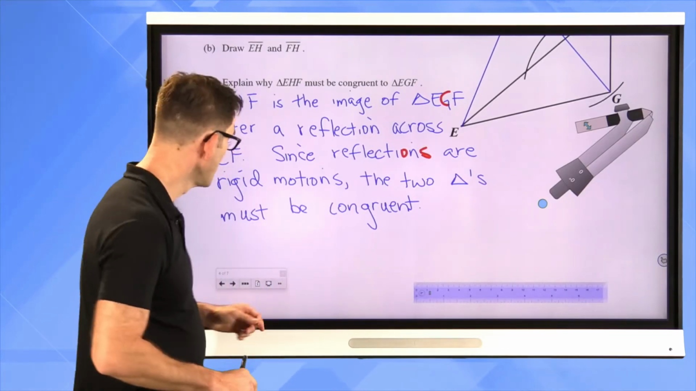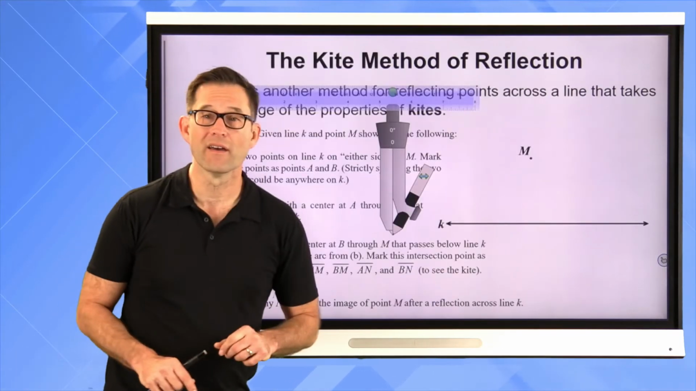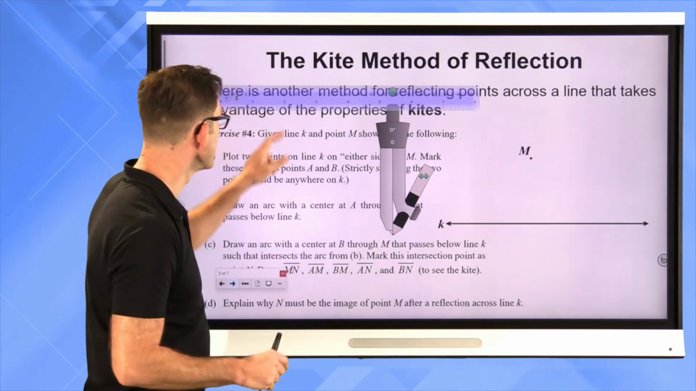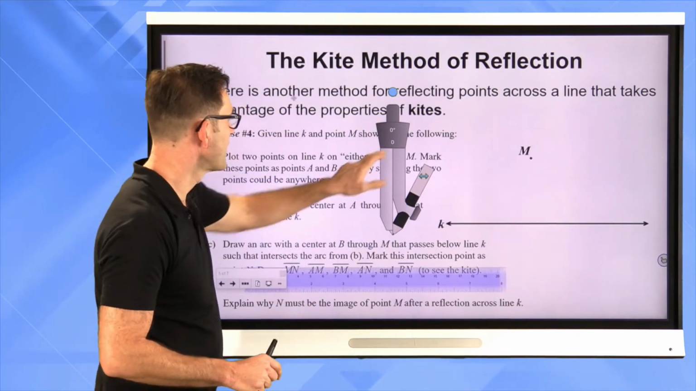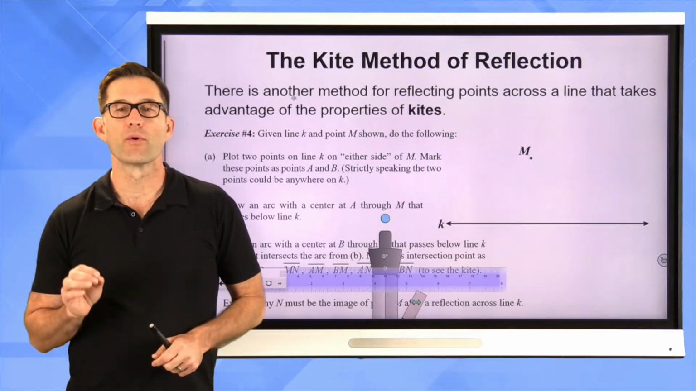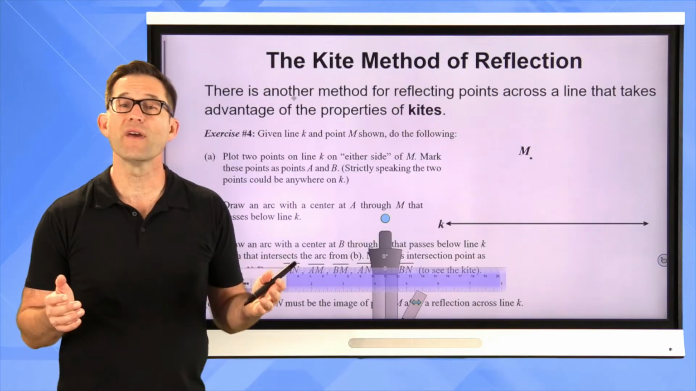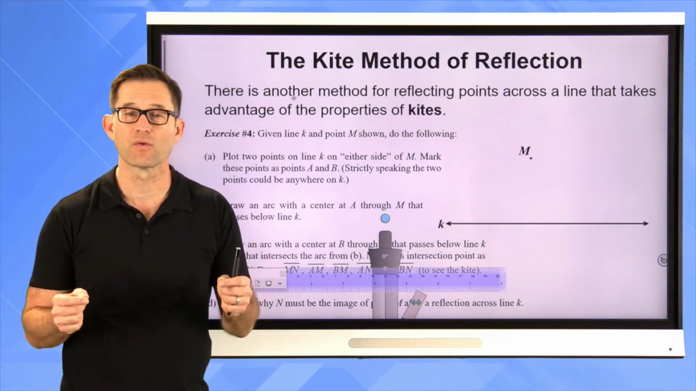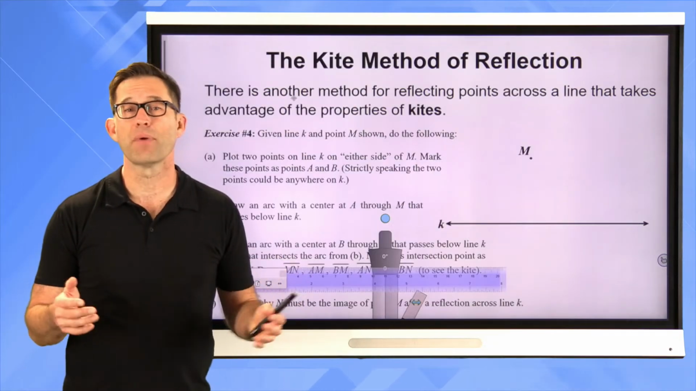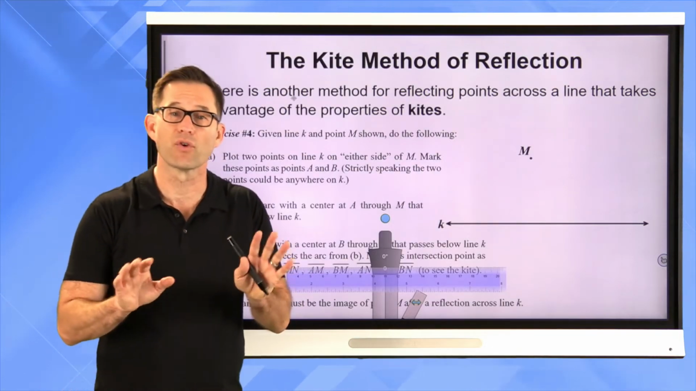All right, let's start taking a look at another method. I call this the kite method of reflection. All right, let me get this thing out of here. Let's take a look, right? There's another method for reflecting points across a line that takes advantage of the properties of kites, right? Kites are a very interesting geometric object. Even though they're not parallelograms, they're still kind of cool objects.